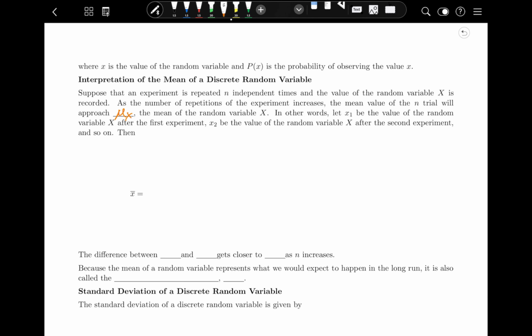In other words, let x sub 1 be the value of the random variable x after the first experiment, x sub 2 the value after the second, and so on. Then the mean is equal to x sub 1 plus x sub 2 plus x sub 3 plus dot dot dot plus x sub n, divided by n. The difference between x bar and mu sub x gets closer to 0 as n increases. So if we take a sample of the results of these experiments, we should get closer and closer to the mean of the random variable x as we go along.